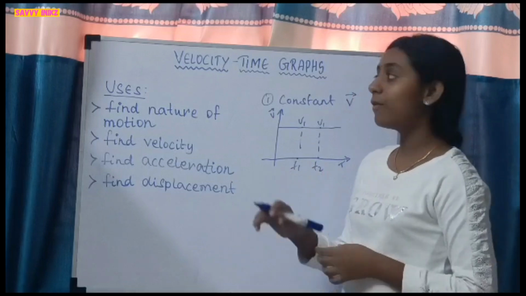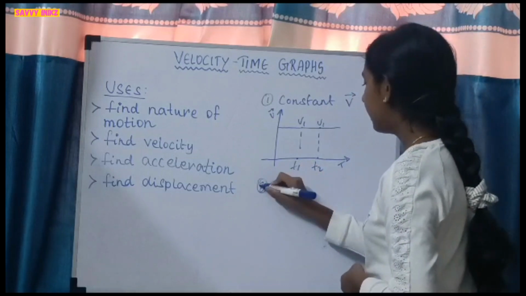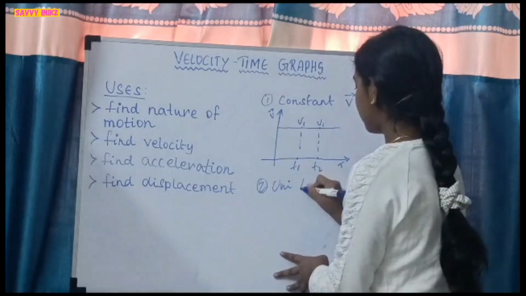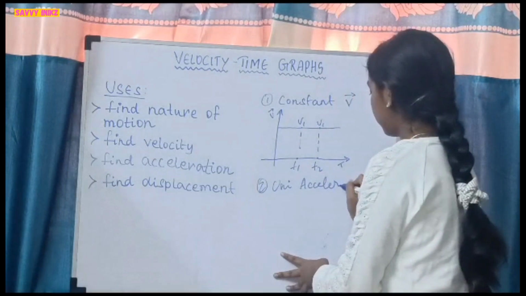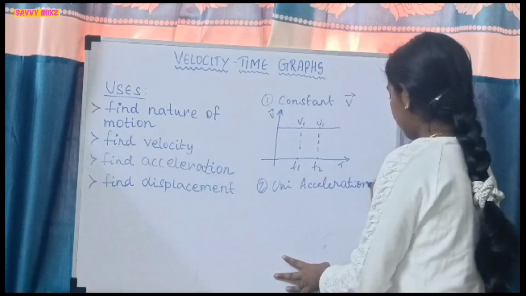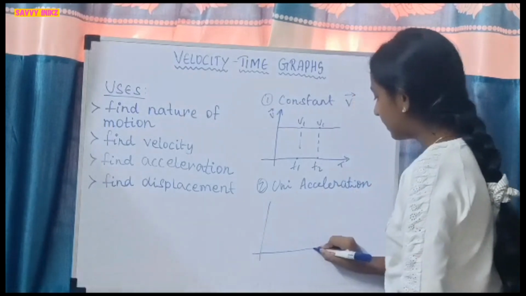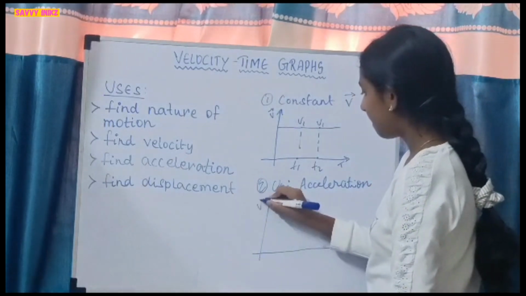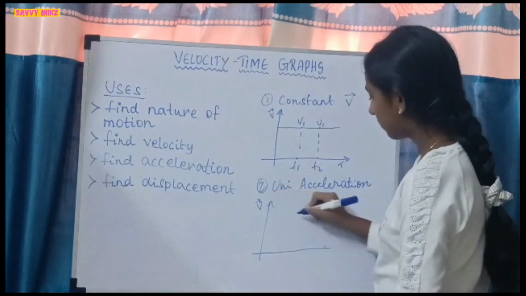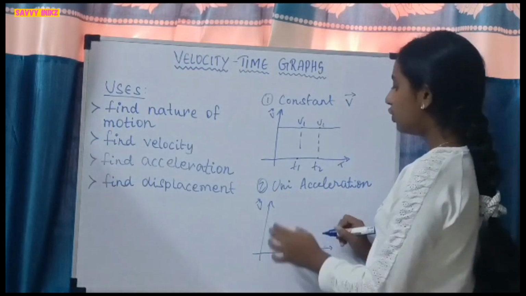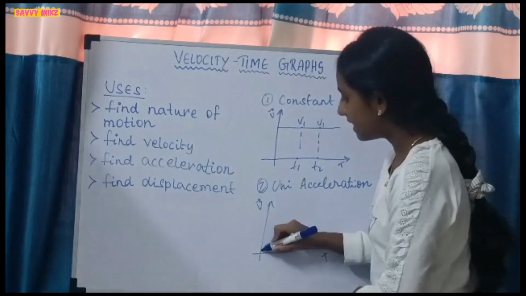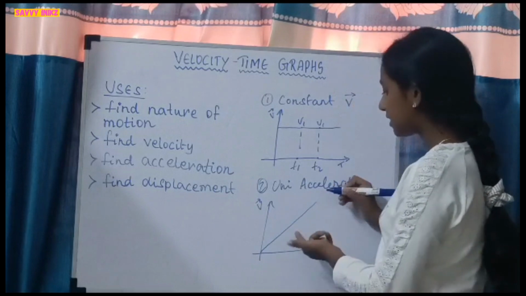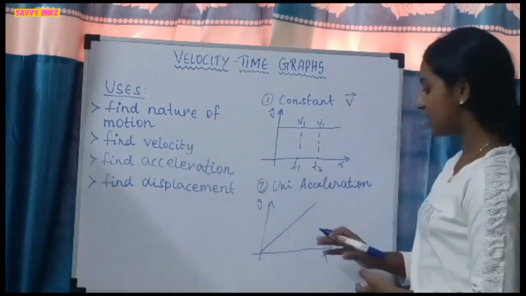The second type of velocity time graphs is uniform acceleration. I'm drawing the x and y axis. And the shape of this uniform acceleration is a straight line. So since it's a straight line, the nature of the motion is uniform.